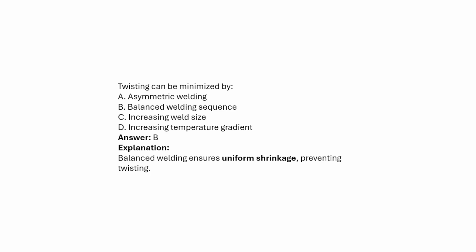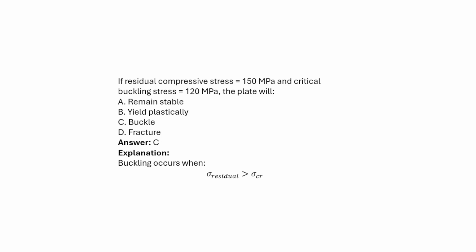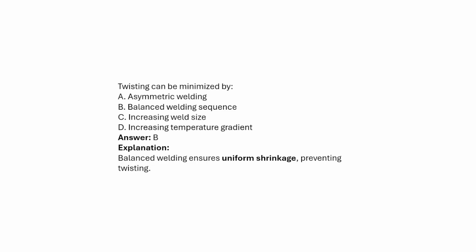The twisting can be minimized by asymmetric welding, balance welding sequence, increasing the weld size, increasing the temperature gradient. Option will be B. The balanced weld sequence ensures uniform shrinkage, preventing the twisting.